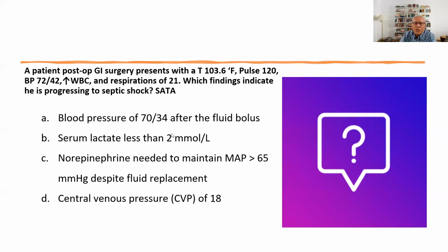A patient post-op GI surgery presents with a temperature of 103.6, a heart rate of 120, a blood pressure of 72/42, with increase in WBCs and respirations of 21. An IV fluid bolus is going to be ordered. Which findings indicate that he is progressing to septic shock? Select all that apply. All right. So what are the signs and symptoms of shock? Could you please indicate your responses in the chat box?